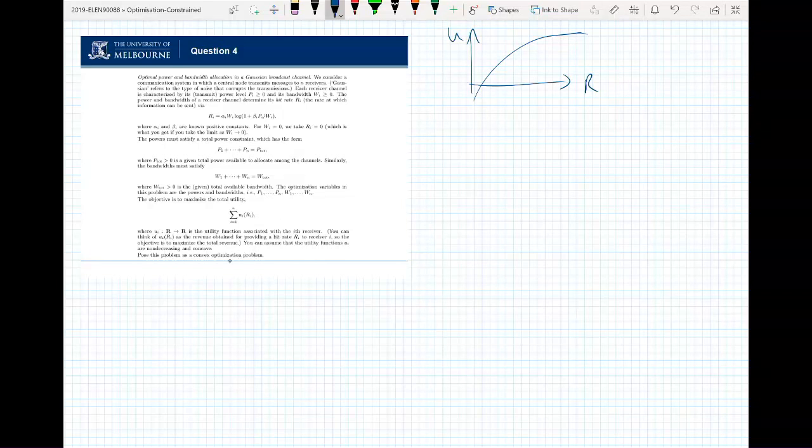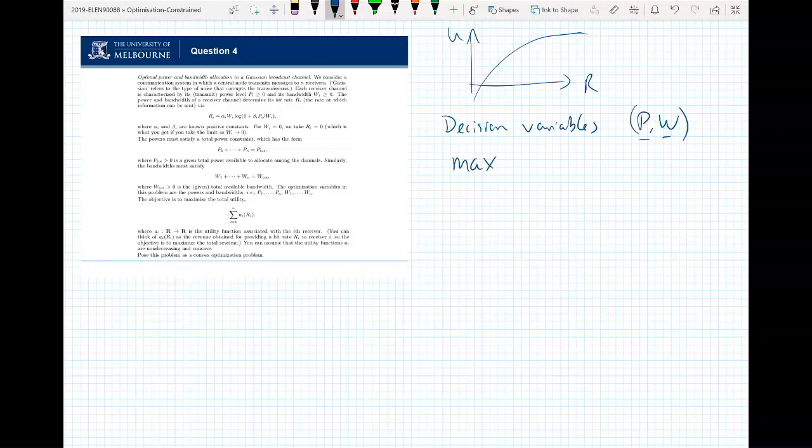Then the question is, pose this problem as a convex optimization problem. Again, this is kind of modeling, but we will also discuss a little bit of the convexity here. Why is it a convex optimization problem? First of all, it's about maximizing the utility. So I want to maximize over the decision variables. The decision variables are P and W as vectors. I need to decide on my power and the bandwidth allocation, and I want to maximize my utility.